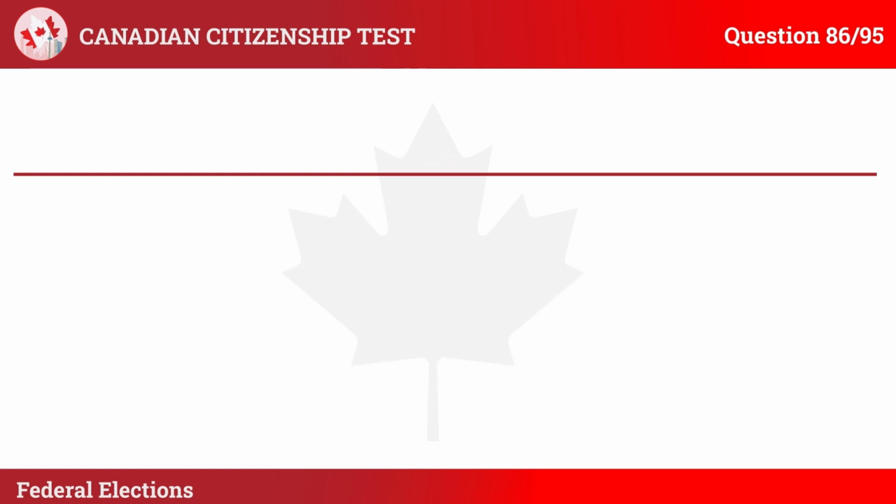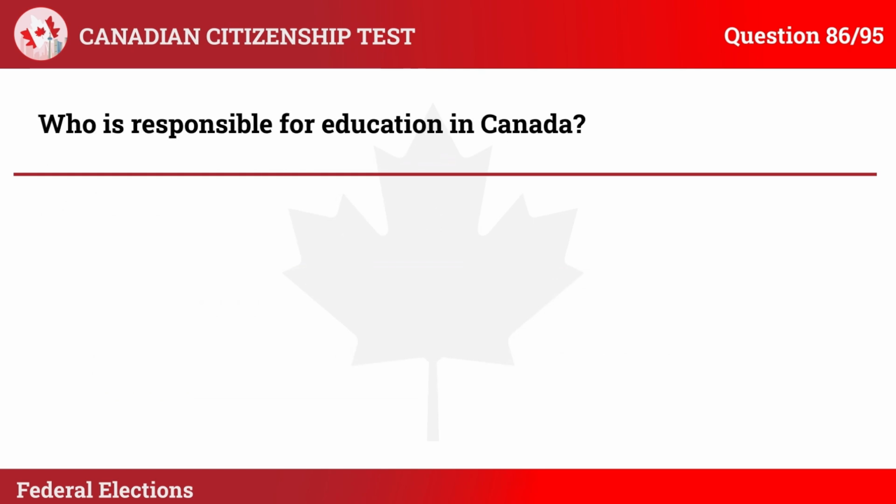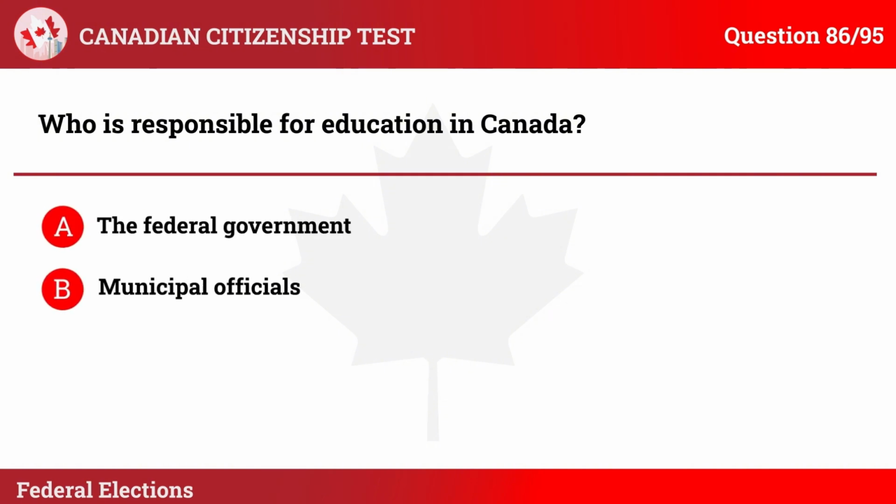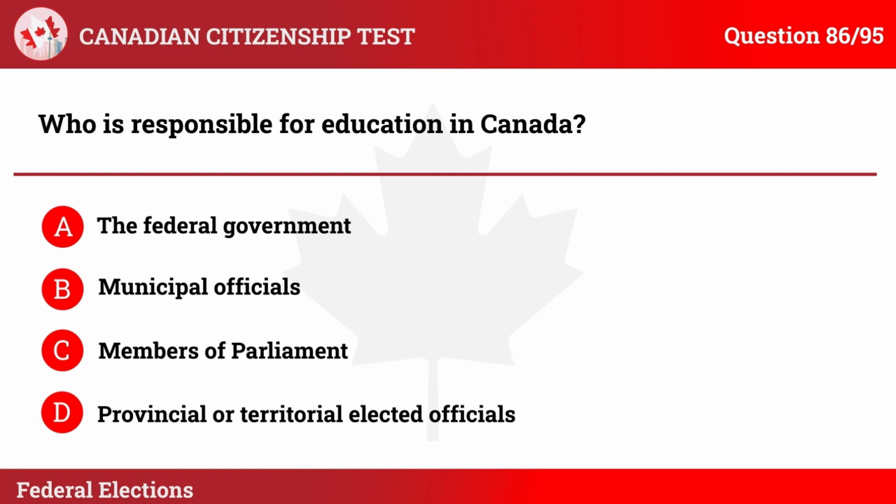Question 86. Who is responsible for education in Canada? A. The federal government. B. Municipal officials. C. Members of Parliament. D. Provincial or territorial elected officials.